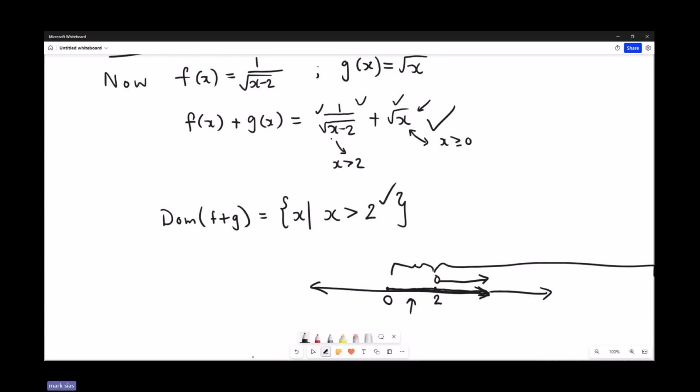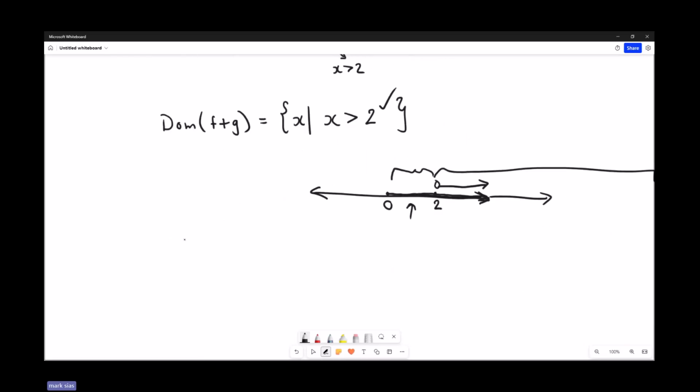Okay. Any questions there, guys, for clarification? Any questions? No. Okay, great. I hope you guys can see that the domain of the difference will be the same as the domain of the sum. The domain of the difference is equal to the domain of the sum.